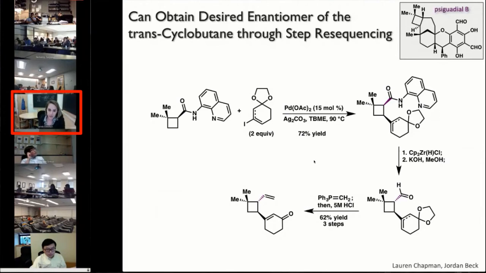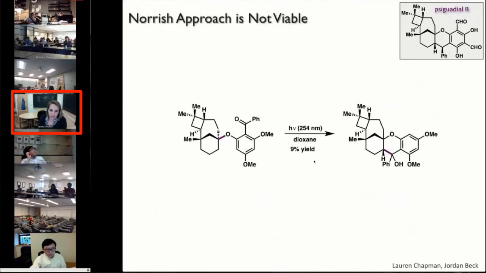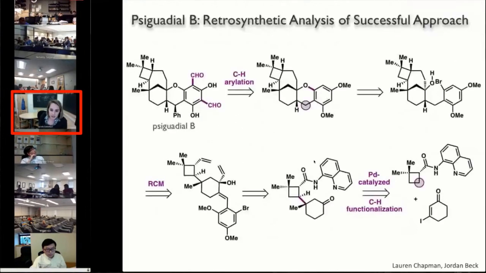All right, so if we move forward from here, we did investigate this Norrish reaction to form the framework. It unfortunately was not viable in terms of yield. So although we do see what we've assigned to be some of the desired product, the yield is pretty low, and we see a lot of an unproductive C-O bond cleavage event under these conditions. So if you go to the next slide, what we ended up doing was revising our retrosynthetic analysis.